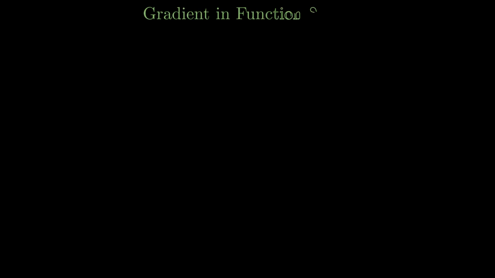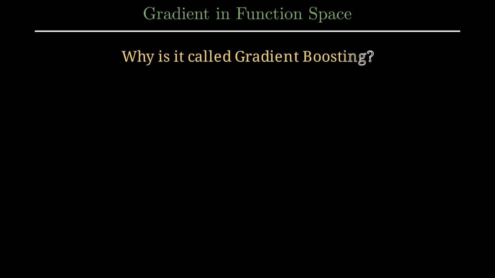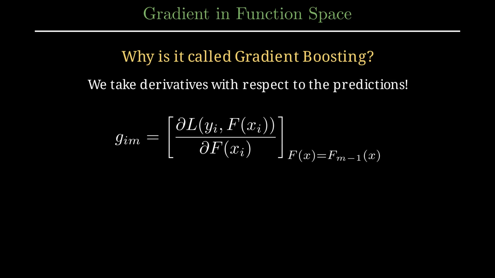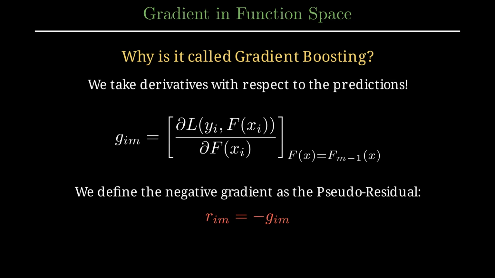You might be wondering why it is called gradient boosting. It is because we take derivatives with respect to the predictions. This formula may look complicated, but the idea is simple. We take the derivative of the loss function with respect to the model's predictions and evaluate it at the current predictions. That is what the subscript represents. Since gradients point in the direction of steepest ascent, we negate them to obtain the direction of steepest descent for the loss. These values are called pseudo-residuals, and they are what we fit the new trees to.